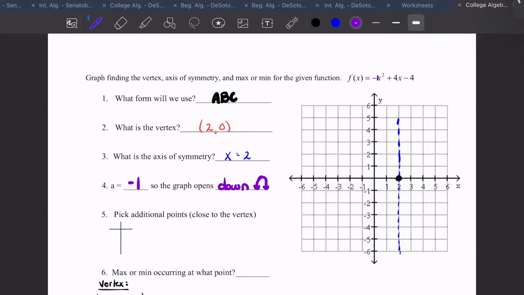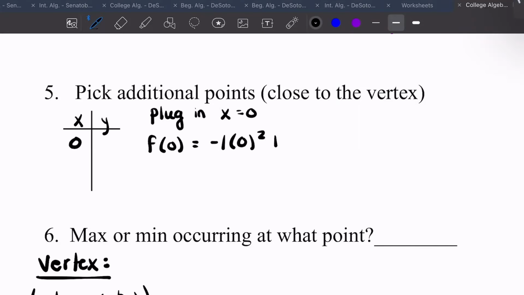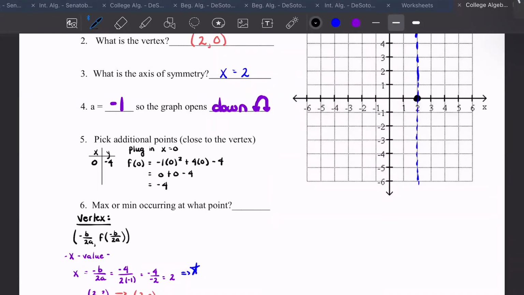All right, now we need to pick additional points. We are just going to go with 0, plug in x equals 0. So our x and our y, we have 0. F of 0 equals -1 times 0 squared plus 4 times 0 minus 4 is 0 plus 0 minus 4, which is -4. So our additional point is the point 0, -4. So we can plot that 0, -4 right there.